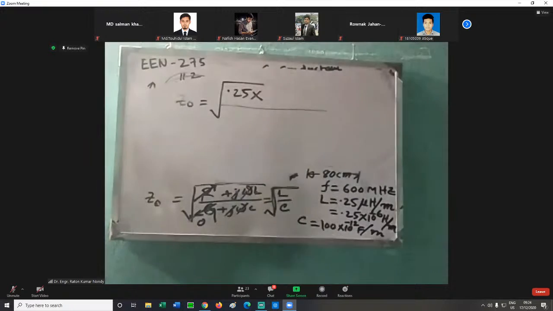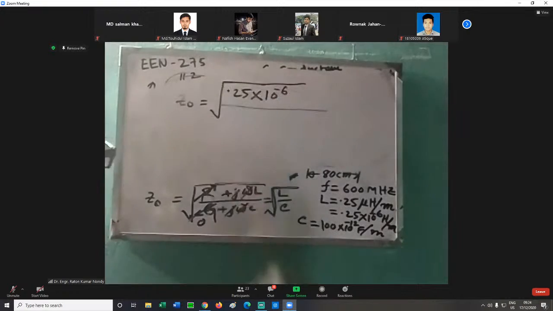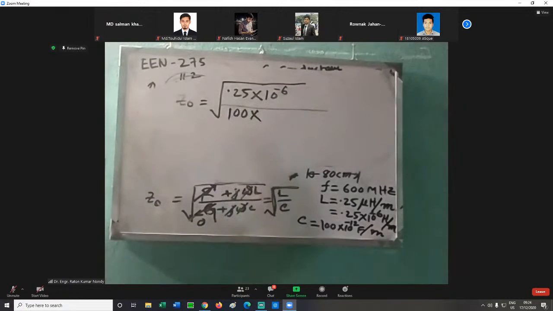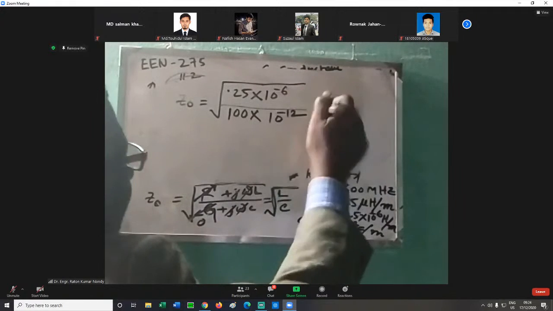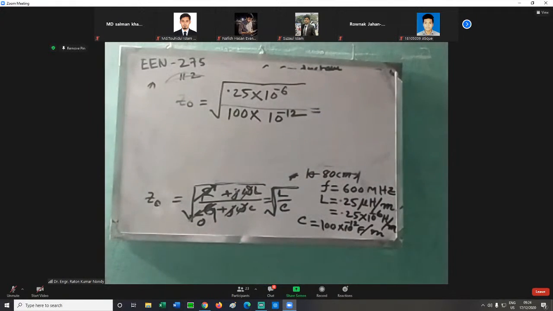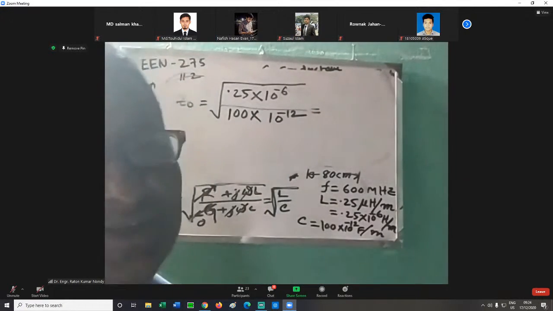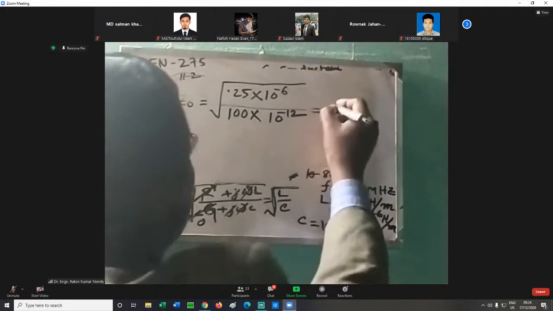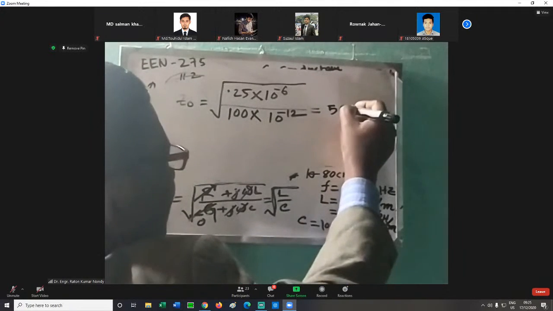Now 0.5 into 10 to the power minus 6, after that 100 into 10 to the power minus 12. Now what? So 50. Probably you do it on the calculator and I see whether it is correct or not. Sir, 50. 50, 50.